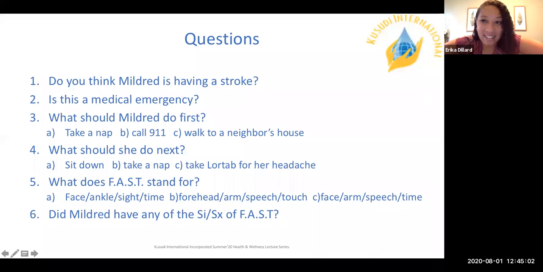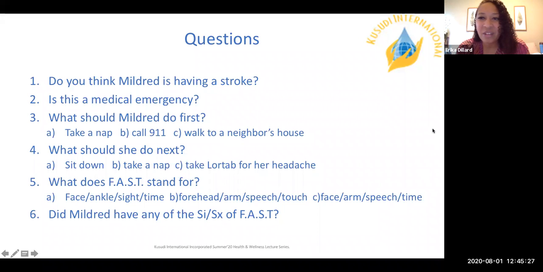Should she A, take a nap? Should she B, call 911? Should she C, walk to a neighbor's house? If you say A, raise your hand. If you say B, raise your hand. Call 911. If you say C, walk to a neighbor's house.